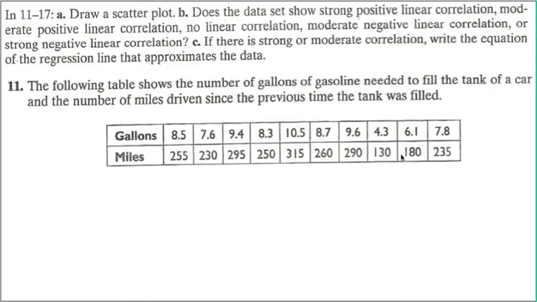Hello, so we'll be looking at some statistics from Algebra 2 and Trigonometry. Here we have the following table, which shows the number of gallons of gasoline needed to fill the car and the number of miles driven since the previous time the tank was filled. So this is the given data. First they want us to draw the scatter plot. So how are we going to do it?